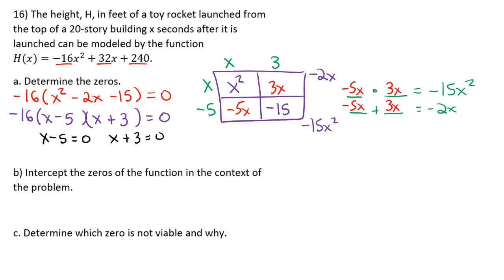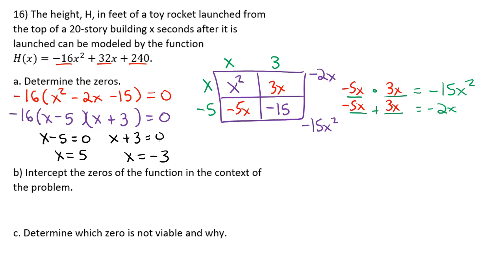So I'm going to solve by adding 5 to both sides, which is going to give me x equals 5. I'm going to minus 3 to both sides, which gives me x equals -3. So those are my two x-intercepts. Those are the zeros of this quadratic.